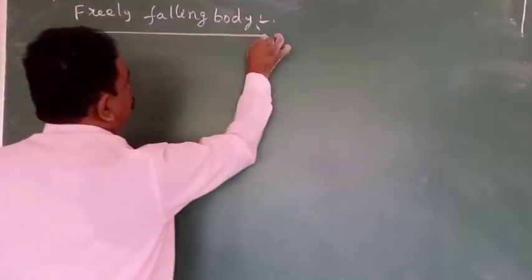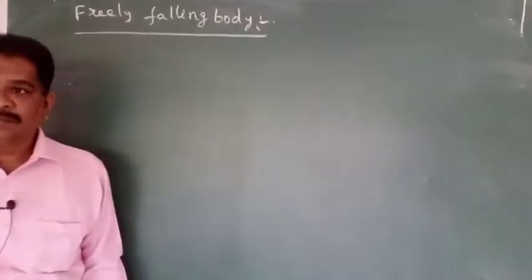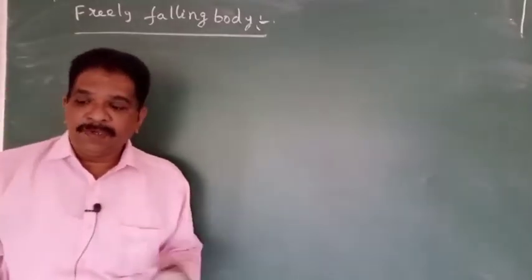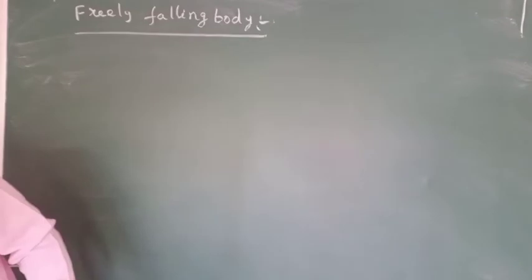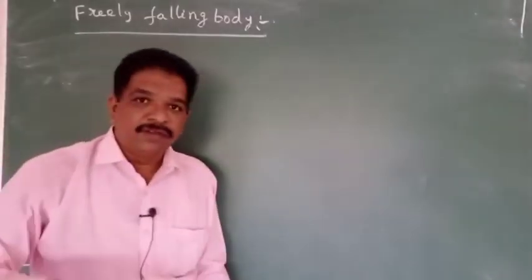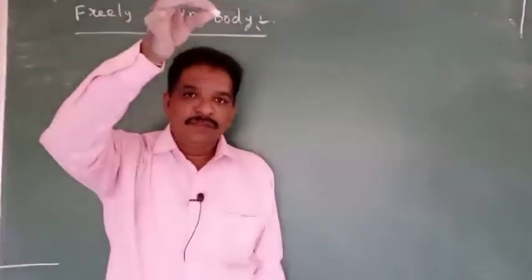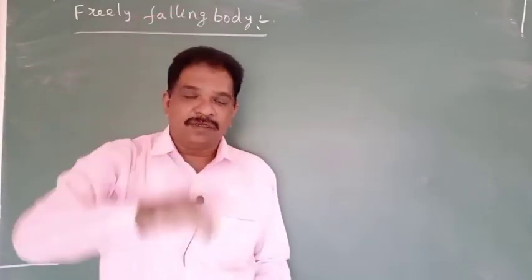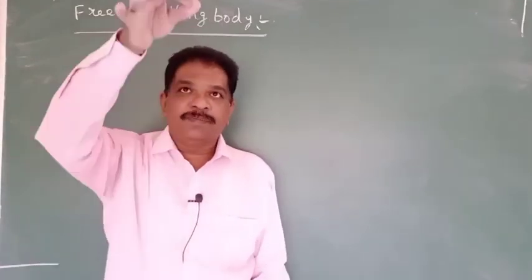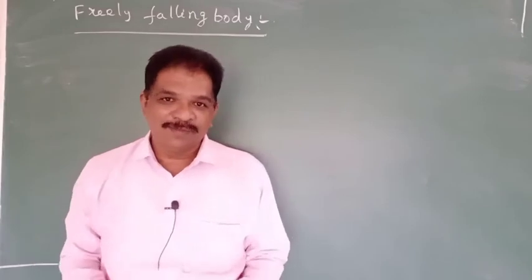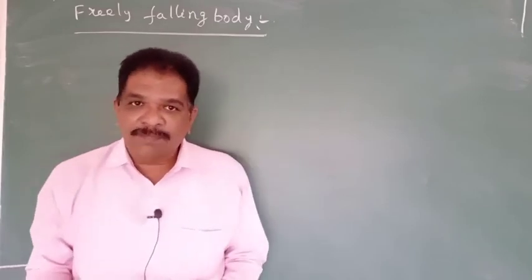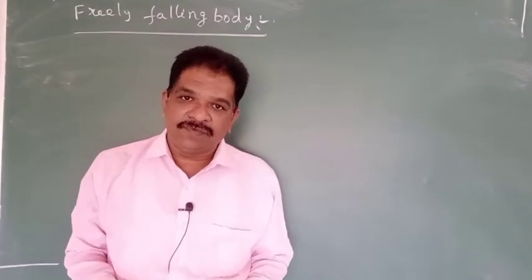How will we define the freely falling body? A body dropped in the air is called a freely falling body. For example, this is a body which is dropped in the air. That body will be called a freely falling body.